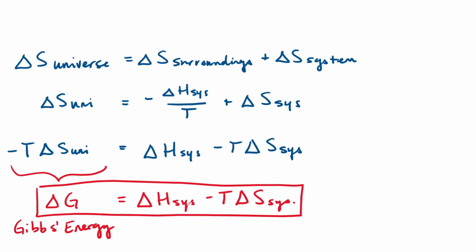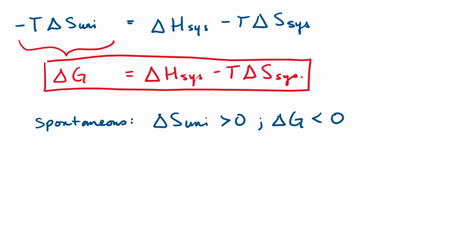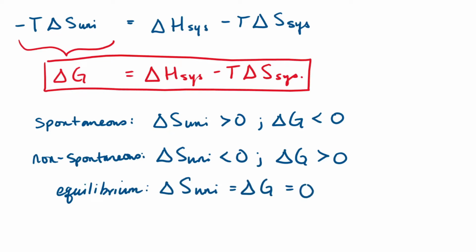Now let's look at how it behaves. When the change in entropy of the universe is positive, the change in Gibbs energy is negative, and the process is spontaneous. When the change in entropy of the universe is negative, the change in Gibbs energy is positive and the process is non-spontaneous, or the reverse process is spontaneous. When the change in entropy of the universe and the change in Gibbs energy equals zero, the system and the surroundings are at equilibrium and neither process goes forward.